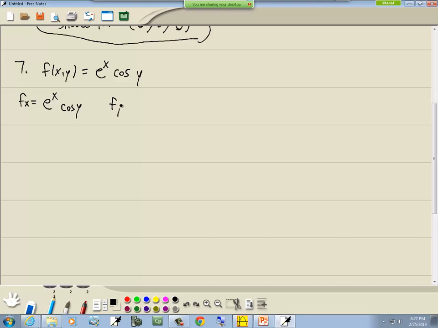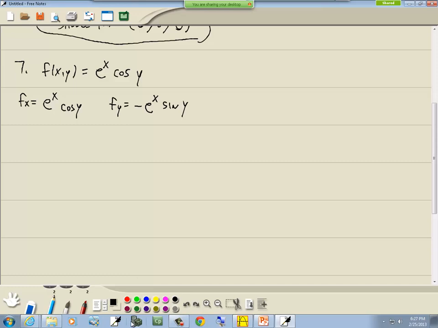Now, the partial with respect to y. The e to the x is a constant portion, so it remains. And the derivative of cosine is negative sine. So we're going to have negative e to the x sine y. I put the negative clear out in front.